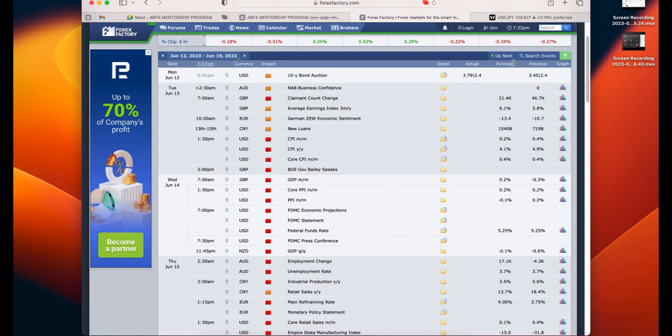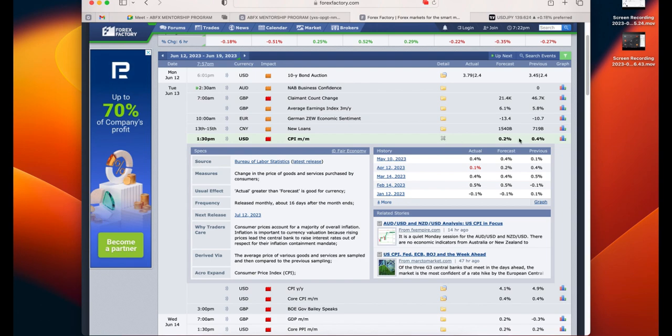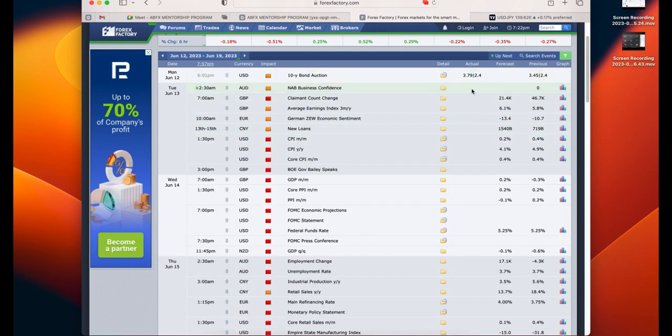So for now, we have a forecast here. Data that will release tomorrow at 1 p.m., 1:30 p.m. Right? We have a forecast. The previous one was 0.4%, and we have the forecast now we are looking at. That is CPI month on month. And then for this month we have now 0.2%.